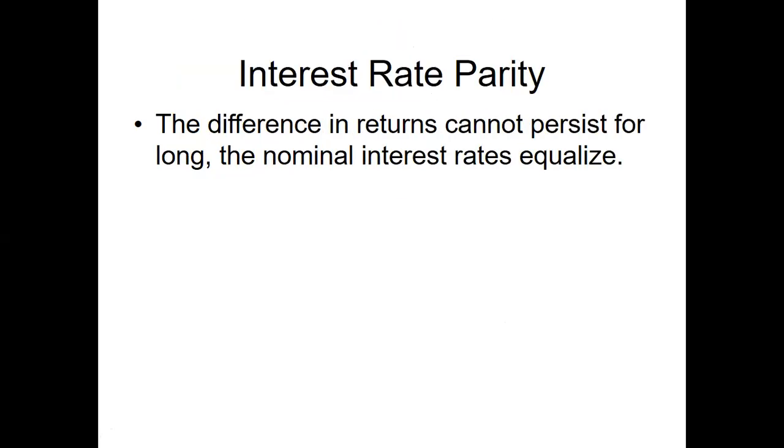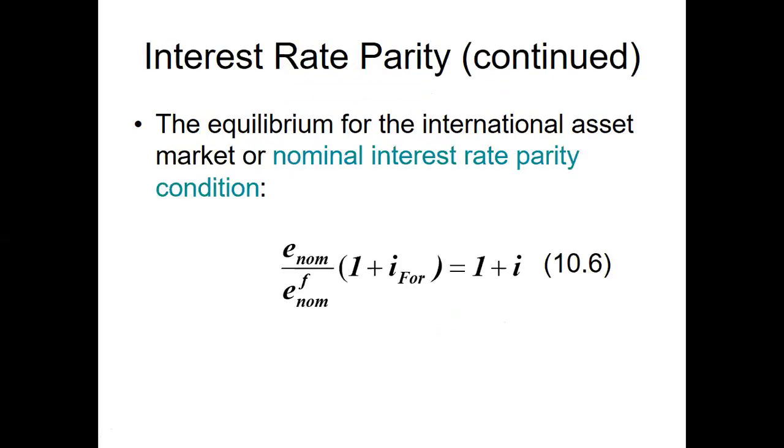And then a while ago, to continue, we mentioned interest rate parity. If we have the PPP, purchasing power parity, under exchange rates, for the interest rates we have the IRP, interest rate parity: the differences in the returns for the interest rates cannot persist for long. They would tend to equalize or normalize. And this is our equilibrium for the international asset market, or the nominal interest rate parity condition. So all we have to do is to look into that and substitute the values.